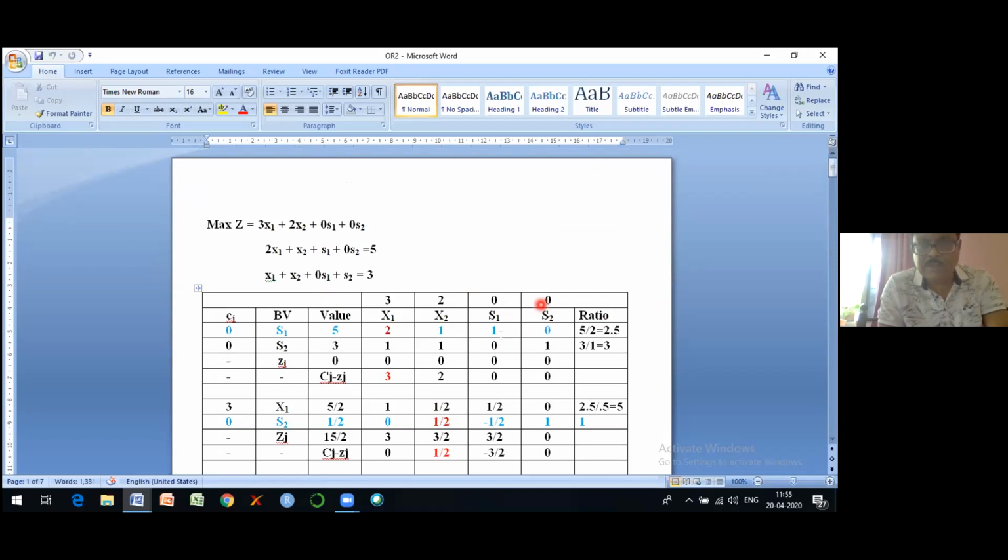So at your home, you will solve this problem again, right? I have shown all this calculation, although you yourself solve the problem. And if you face any difficulty, or if you have some doubts in the next class, then again I will explain the problem. Otherwise, we will go to the other portions of our syllabus.